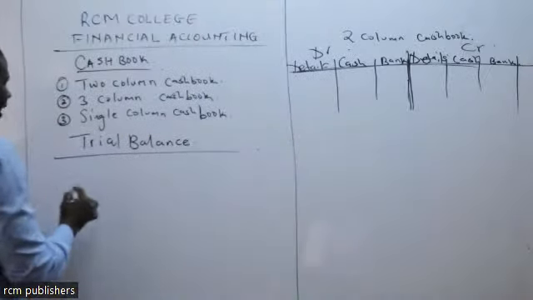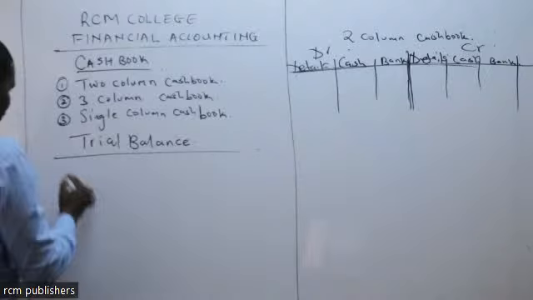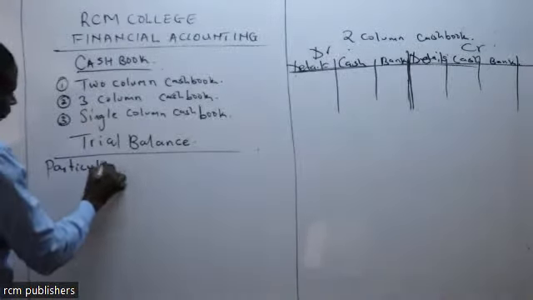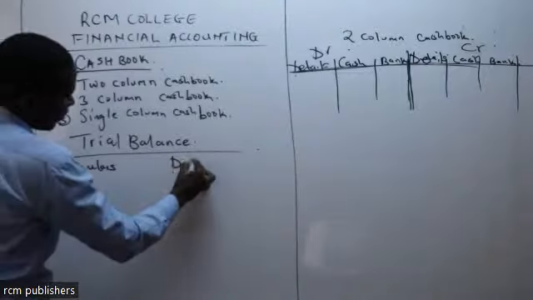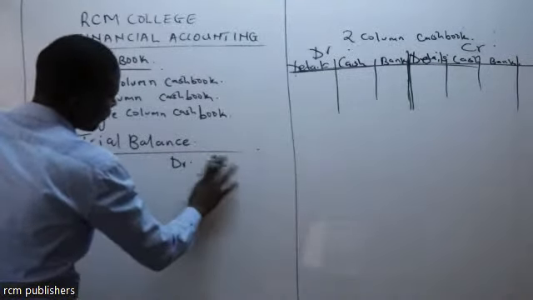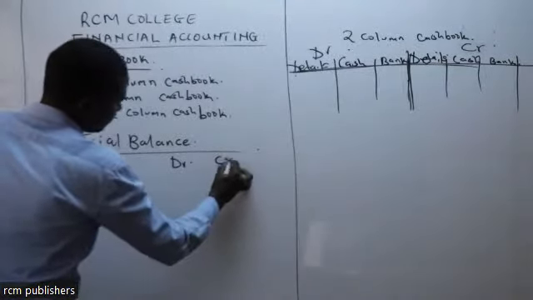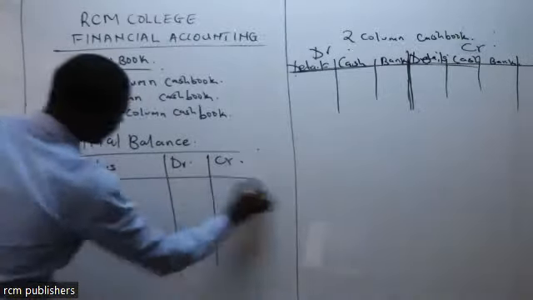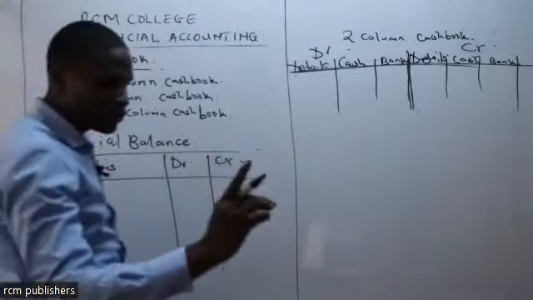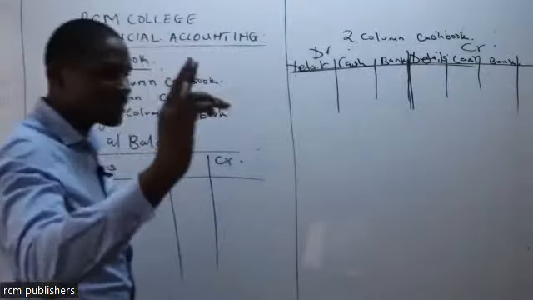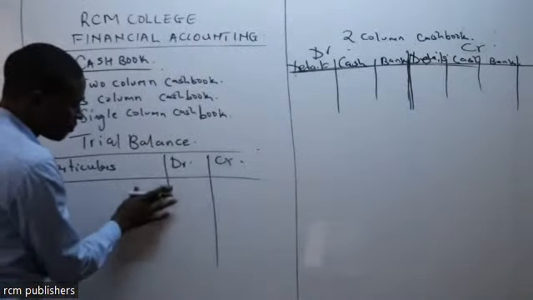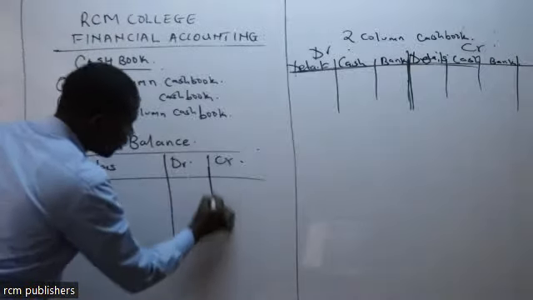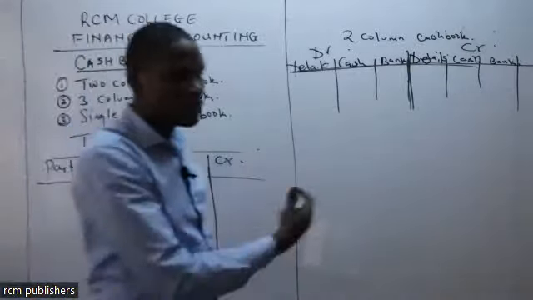So the trial balance structure looks like this. Particulars, and it has a debit and a credit column. So here we are. Very important for you. You cannot expect to go to that exam without the knowledge of this. This is what you expect.